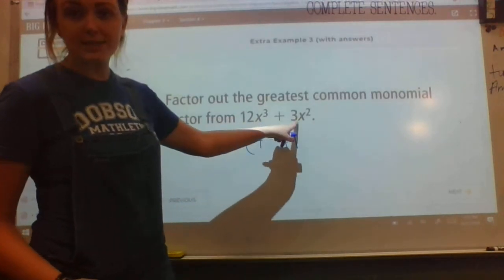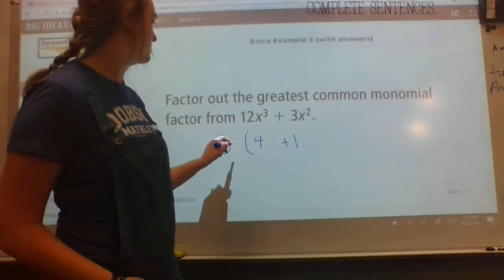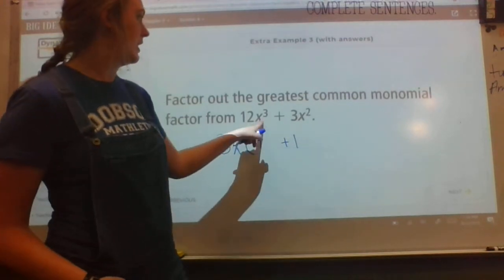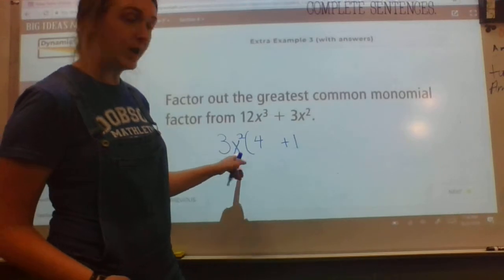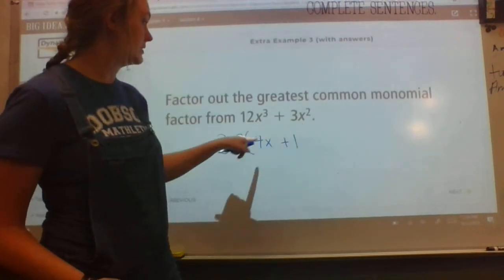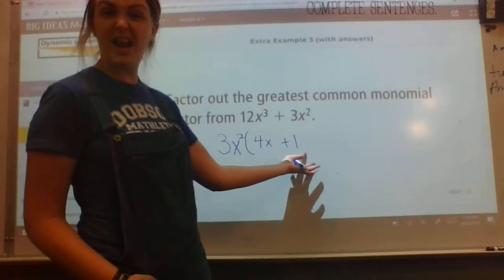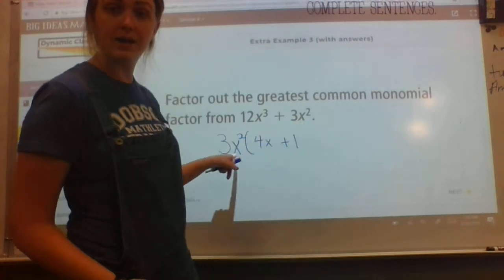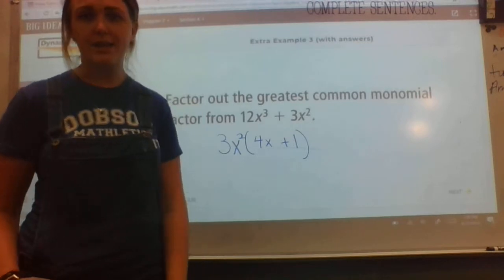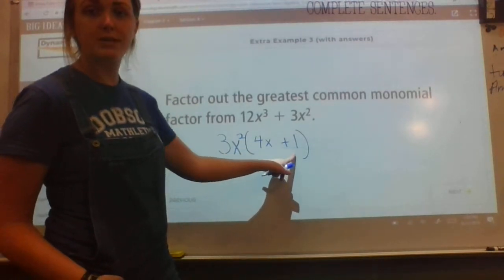So now I'm going to do the x's. This has 2 x's being multiplied. This has 3 x's being multiplied, which means I can take out 2 of them from each equation. X cubed divided by x squared leaves me with x. X squared divided by x squared, well, anything divided by itself is just 1. So I'm not going to have any x's here. I only had 2. I divided both of them out, so I don't have any x's left. I'm not even going to write it. And that's my answer. 3x squared times the quantity of 4x plus 1.